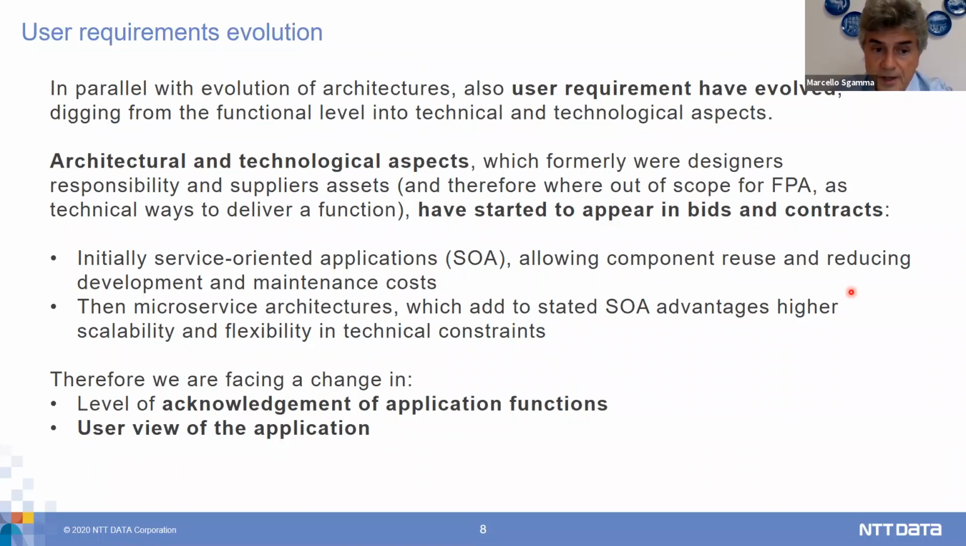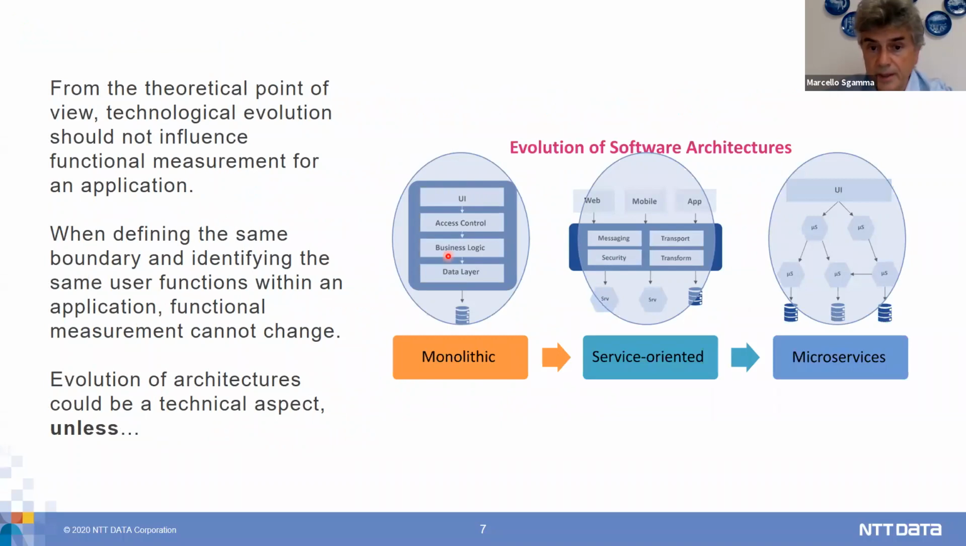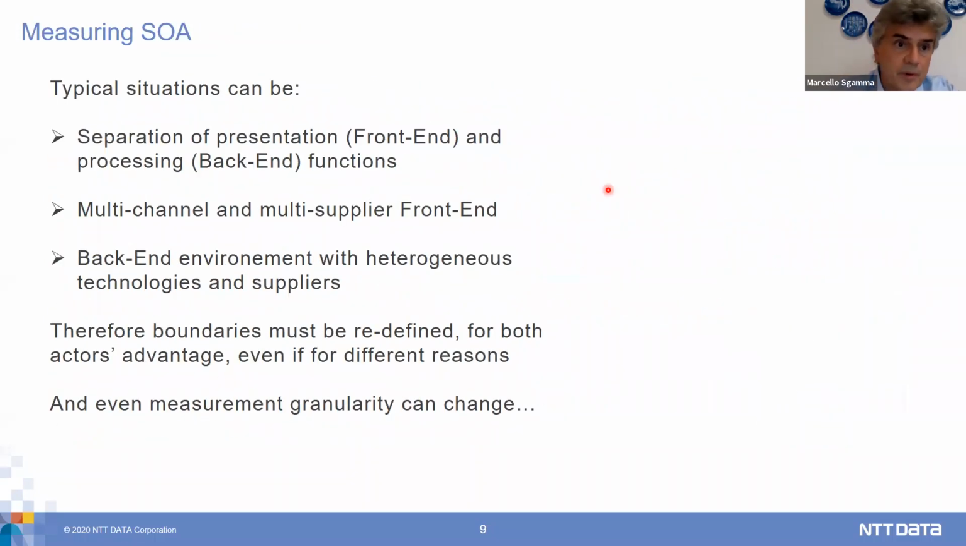Therefore, there is a change in the level of acknowledgement of application function and in the user view of the application. That is, the architectural solution has become part of the requirements. Therefore, there is a change in the function point, in the functional modeling, and in the function point counts when passing from monolithic to microservice. We will see some examples.